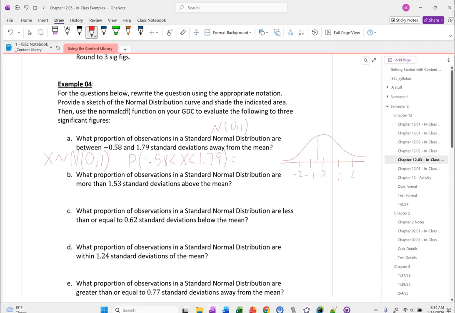So negative 0.58 to positive 1.79, we might estimate as that. So far, so good. The last step then, Lucy, is to take your calculator and compute that probability. Right. So what function do we need on our calculator to do that? The normal CDF. Where does that normal CDF command live? Second VARS. Very good.